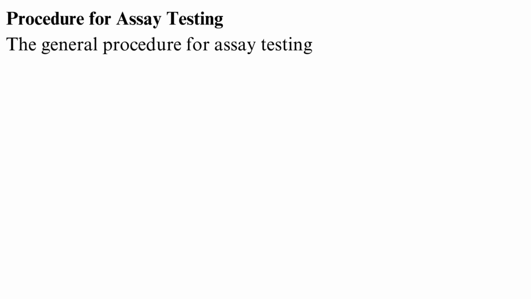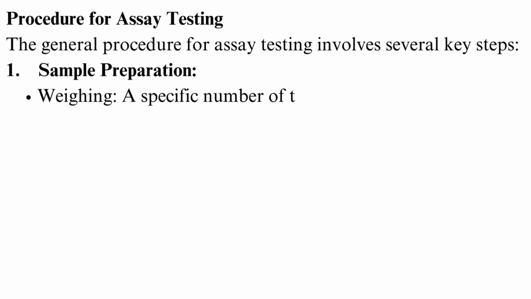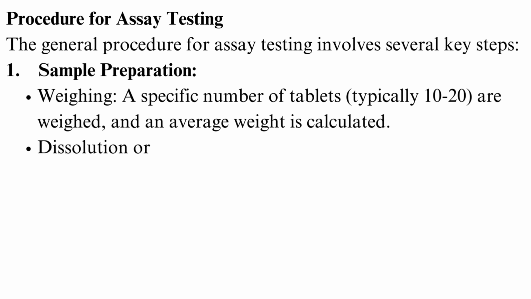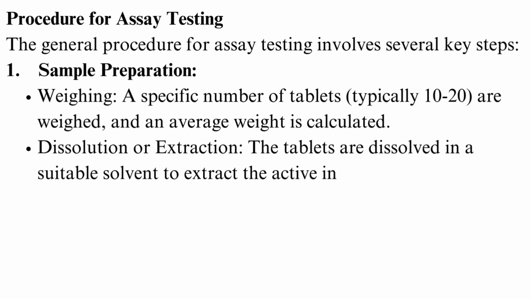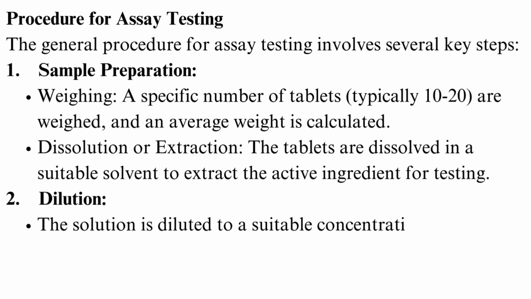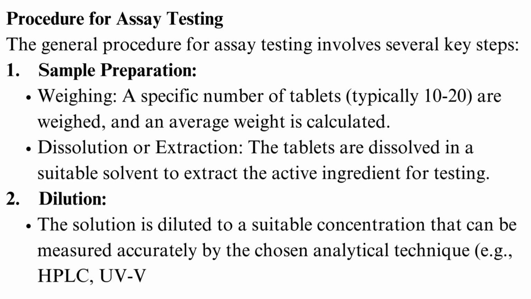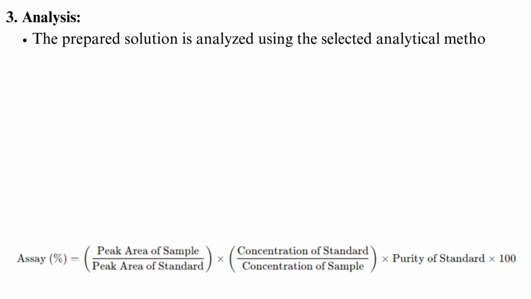Procedure for assay testing. The general procedure for assay testing involves several key steps. Sample preparation, weighing. A specific number of tablets, typically 10 to 20, are weighed, and an average weight is calculated. Dissolution or extraction. The tablets are dissolved in a suitable solvent to extract the active ingredient for testing. Dilution. The solution is diluted to a suitable concentration that can be measured accurately by the chosen analytical technique. Analysis. The prepared solution is analyzed using the selected analytical method.